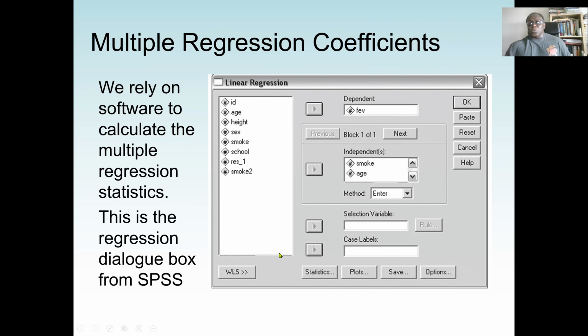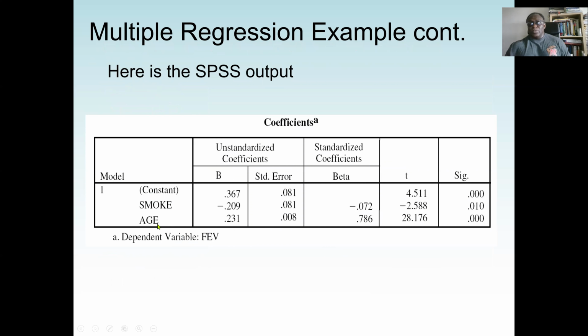Then SPSS will give us the result. Or we can click on statistics if, for example, we want to find the mean, standard deviation, or other statistics. Or if we want to plot a chart based on the variables we have, we click on plots, and we select the type of chart we want. So when we click run, this is our output from SPSS. Remember, our independent variables we selected were smoke and age. And our dependent variable is FEV.